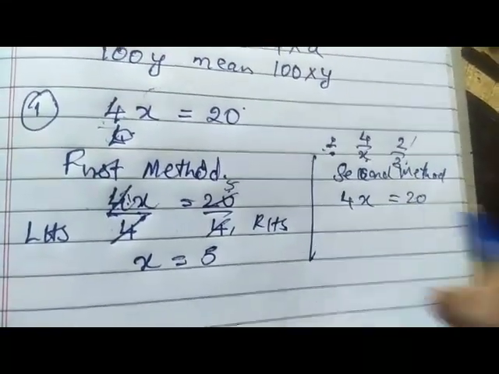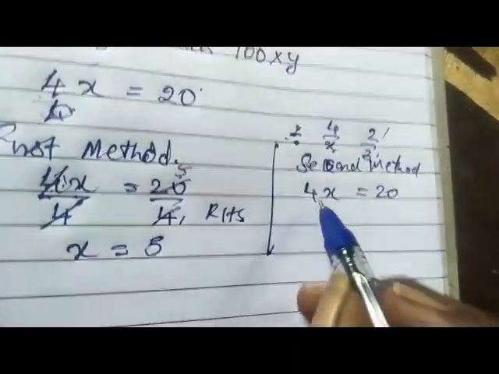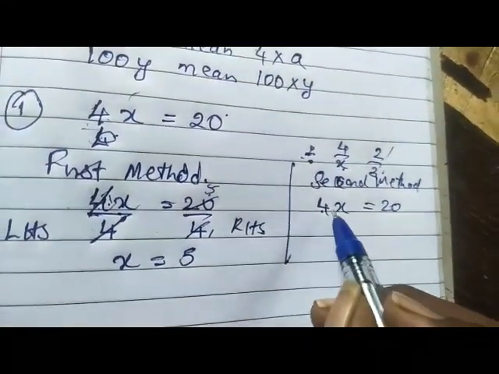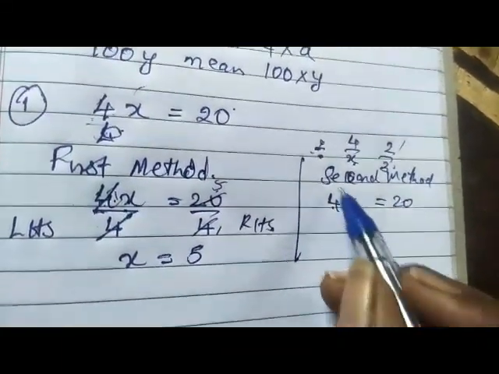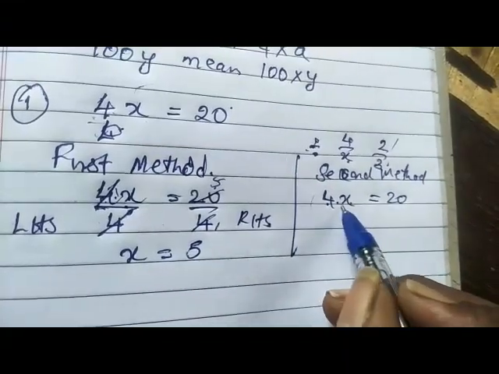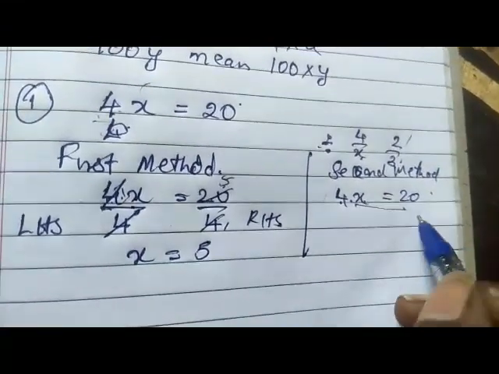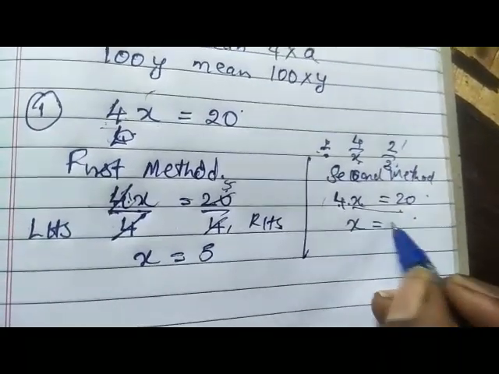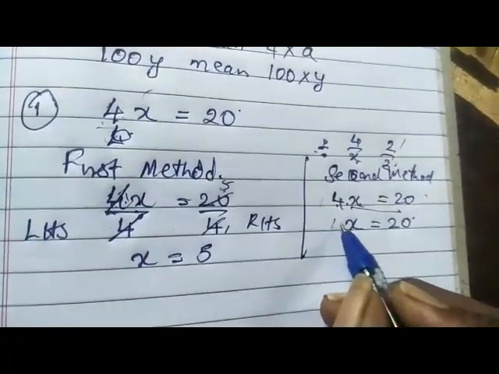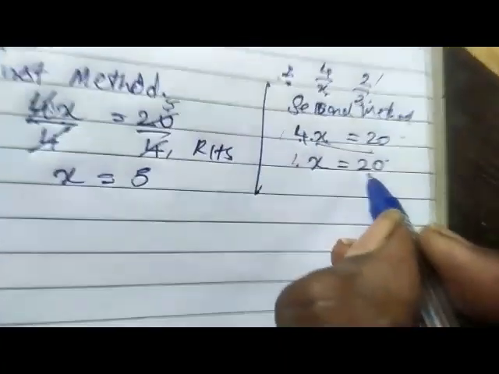4x is equal to 20. Second method is very simple. This 4 is multiplied by x, so directly transfer this 4 down. Not here, not on the numerator, on the denominator. So x equal to 20. I am removing this 4 and writing it here.